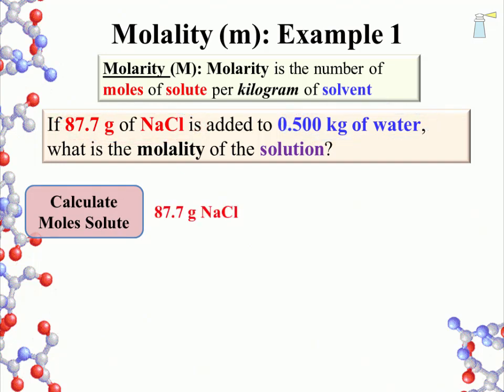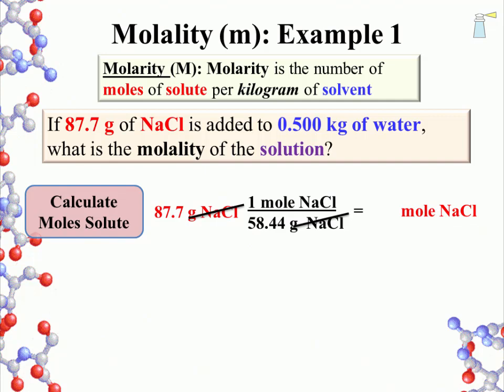The solute is given as 87.7 grams. The objective is to convert that into moles. The conversion factor is the formula weight of NaCl, 58.44 grams per mole. Note that the formula weight is oriented so that grams are in the denominator, allowing units to cancel.